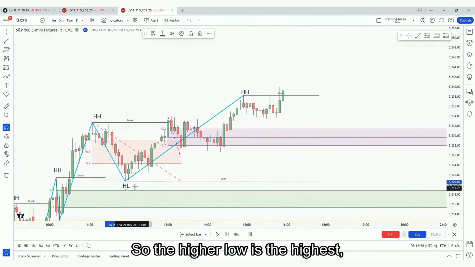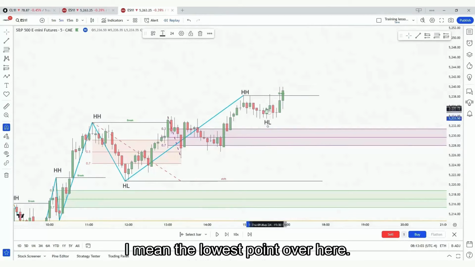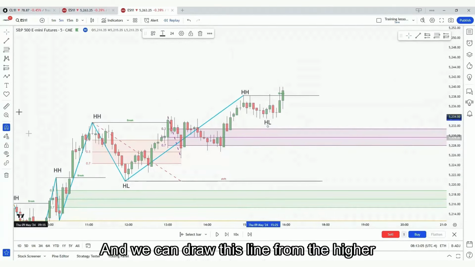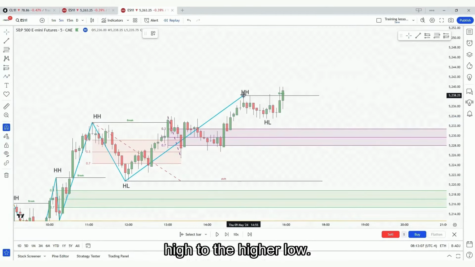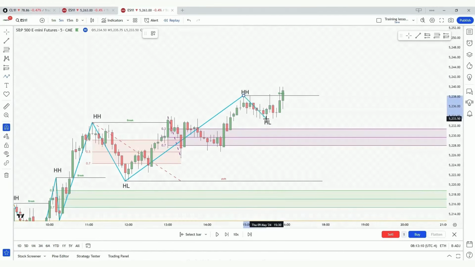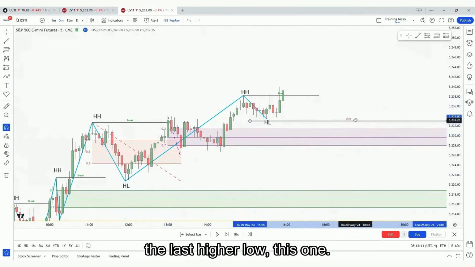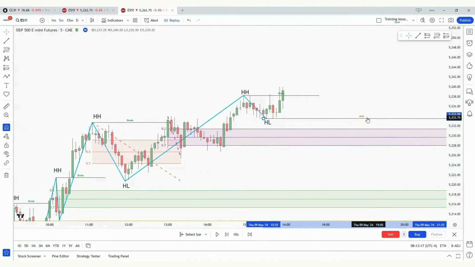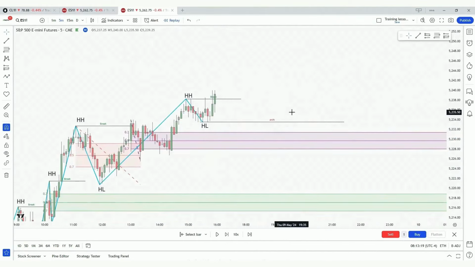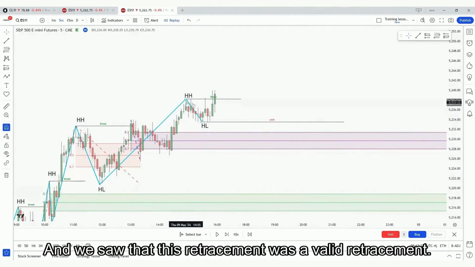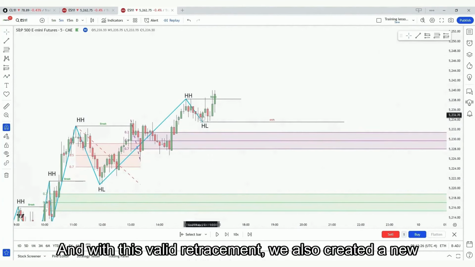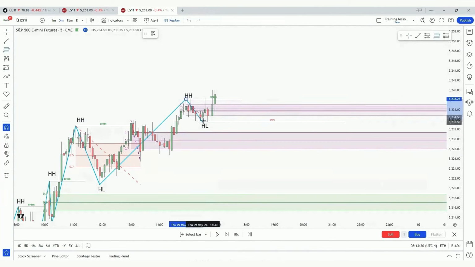So the higher low is the lowest point over here. And we can draw this line from the higher high to the higher low. Move the shift line to the last higher low, this one. And we saw that this retracement was a valid retracement, and with this valid retracement we also created a new magnetic retracement area. This one is valid, so it's green.